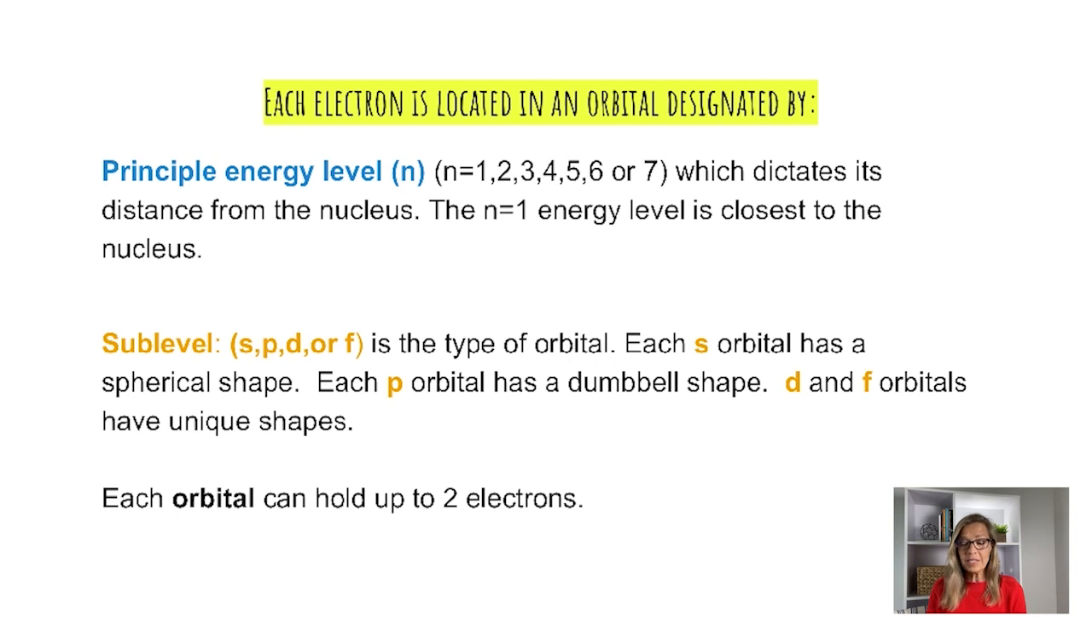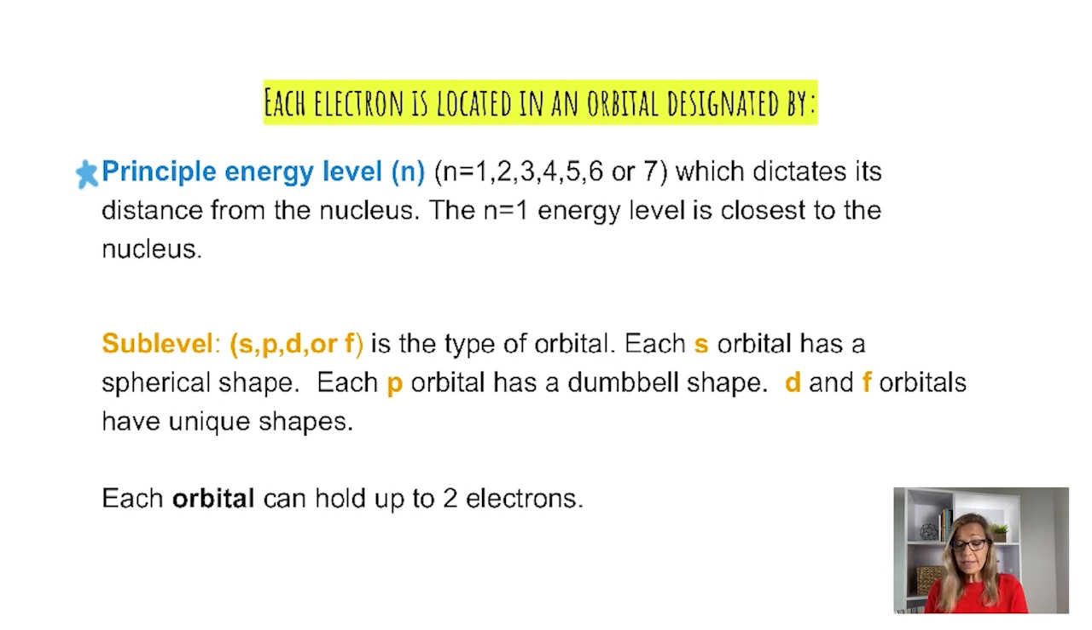So the first one we need to know is n. n is what we call energy level, principal energy level. And n can be 1 through 7, and that actually corresponds with those 7 periods on the periodic table. So the lowest energy level is n equals 1. That's closest to the nucleus.